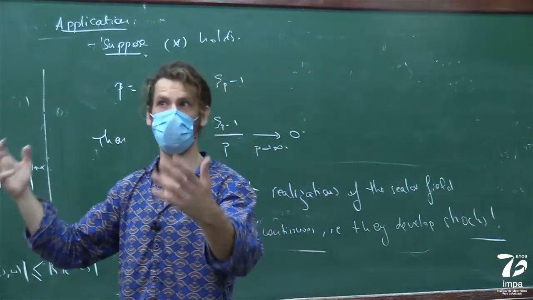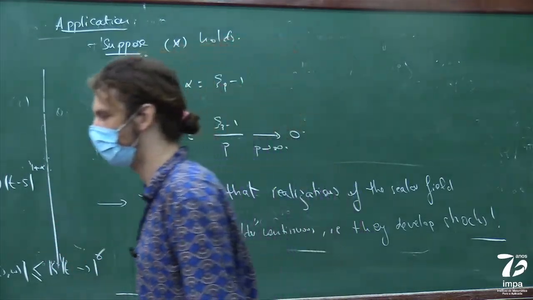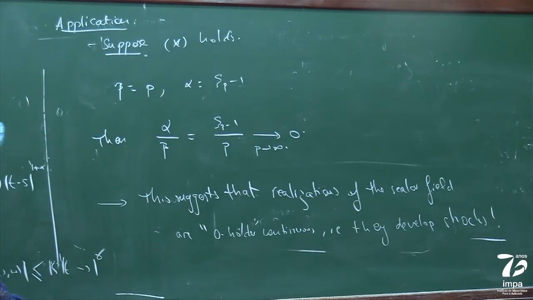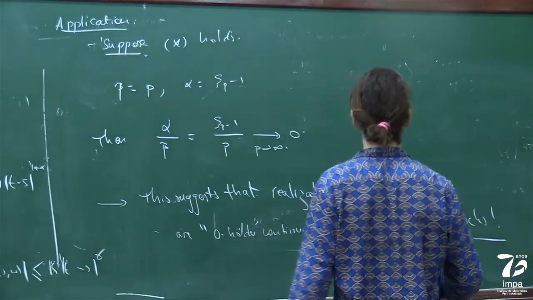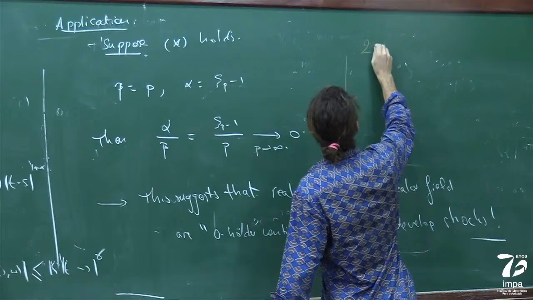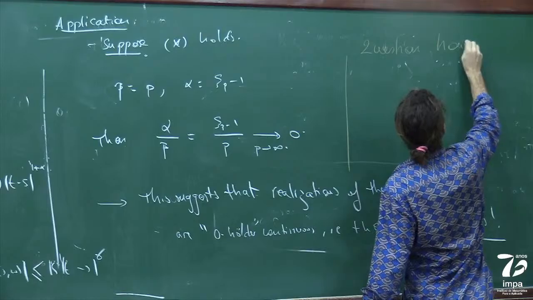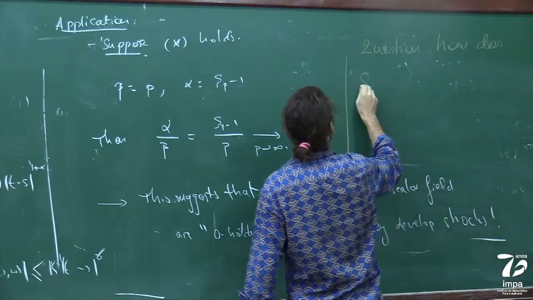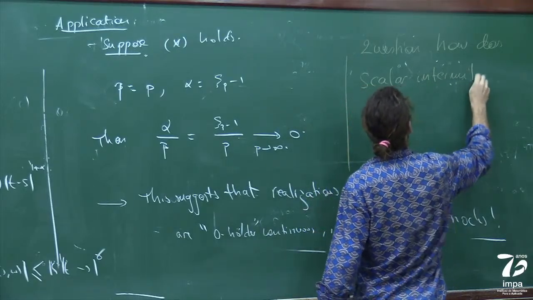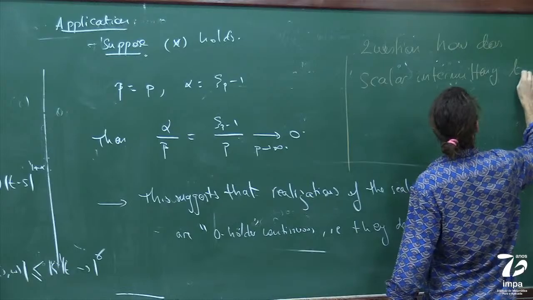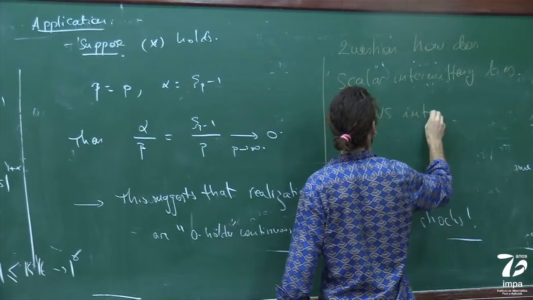And this is very different from what you see in Navier-Stokes, where we don't believe that there are shocks. So this allows us to formulate an interesting question: how does scalar intermittency tie to Navier-Stokes intermittency?